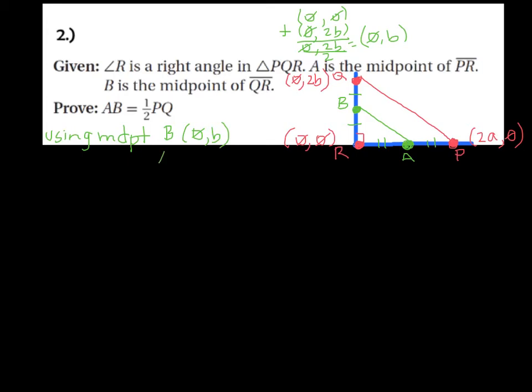Then to find the coordinates of A, I'm going to do the same thing. I'm going to stack R and P's coordinates. So I have 0, 0, and I have 2a, comma 0. I'm going to add those together, I get 2a, comma 0, and I'm going to divide by 2, and the coordinates of A should be a, comma 0.